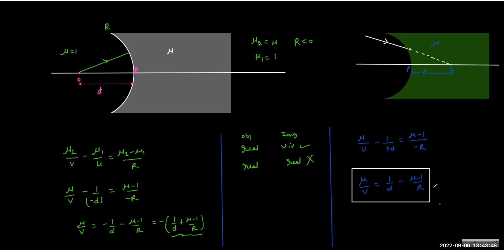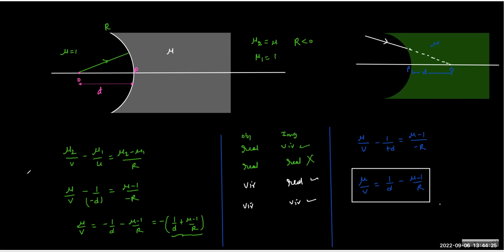Mu by V equals to 1 by D minus mu minus 1 by R. And now there is a possibility that this can be positive, isn't it? And there is also a possibility this could be negative. Yes or no? Now everything is possible. It means the virtual object will give two possibilities. The RHS can be positive, which means it is real. And the RHS can be negative, which means it is still virtual. So both are acceptable. It is very much similar to a mirror. The same logic is with a mirror also.